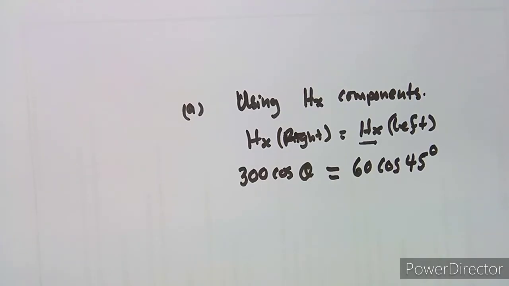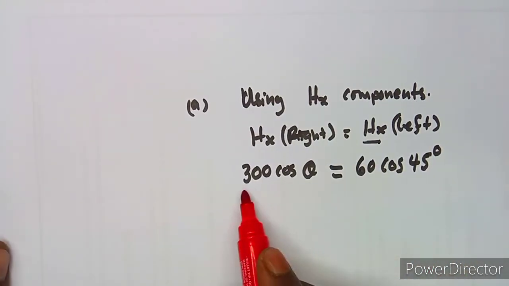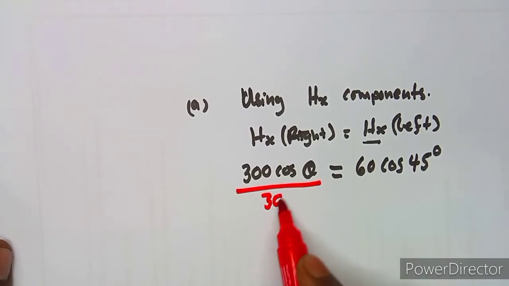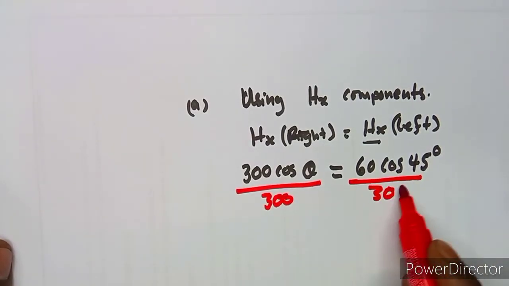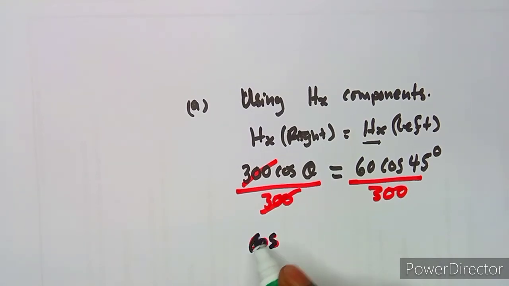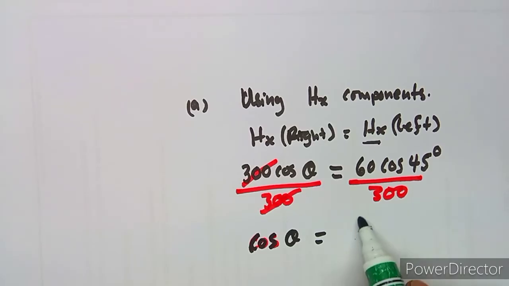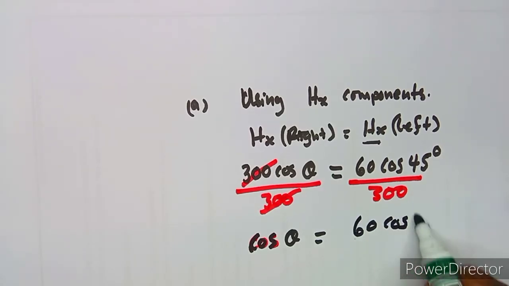I think this is very clear, guys. What you just need here is to calculate theta. So what can I do? I can divide by 300 on both sides. So the 300 is going to cancel, and I'm going to remain with cos theta. Cos theta will be equal to 60 cos 45 degrees over 300, because we've divided by 300 to cancel this.